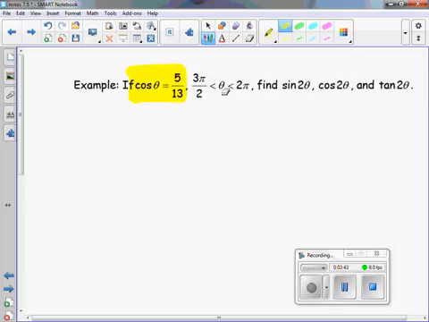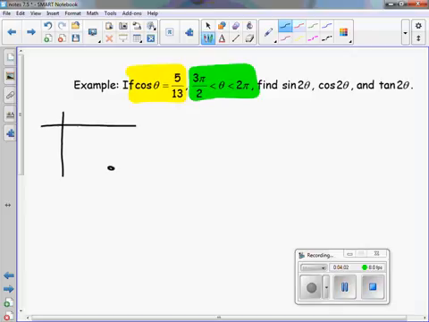Now, we're told the cosine is 5 over 13, and we are also told that theta is between 3 pi over 2 and 2 pi. That puts it in quadrant 4. So we're going to draw a triangle in quadrant 4. We put a point in quadrant 4, and just like we've done in the past, we will always draw a line to the origin and a line to the x-axis. That creates our right triangle.